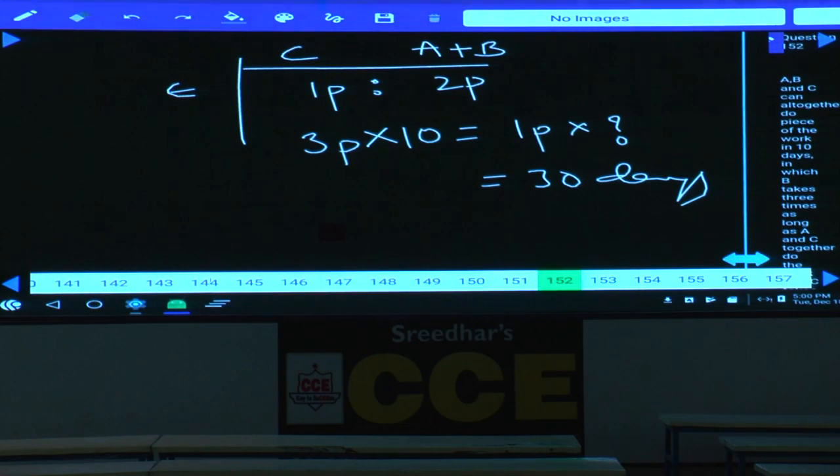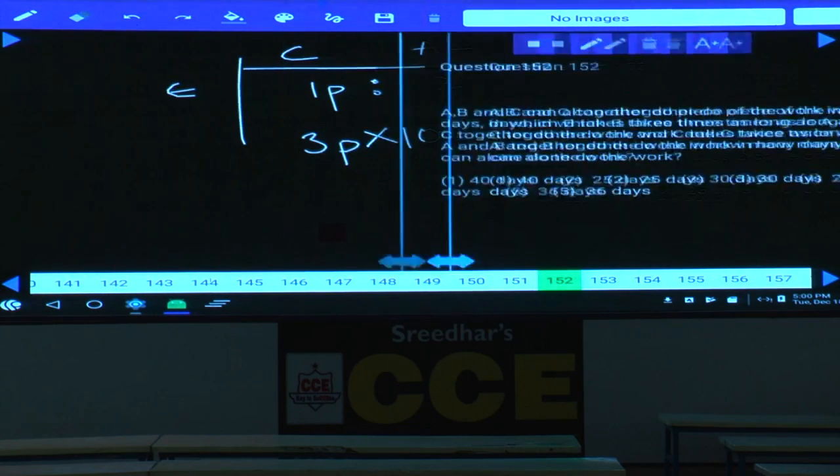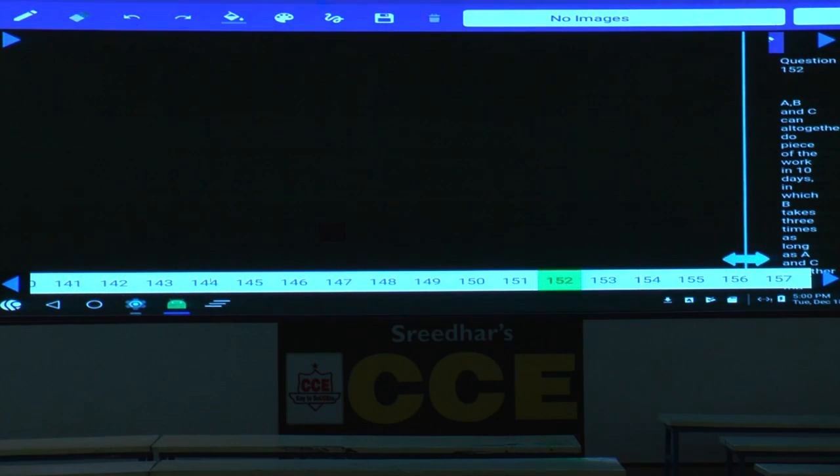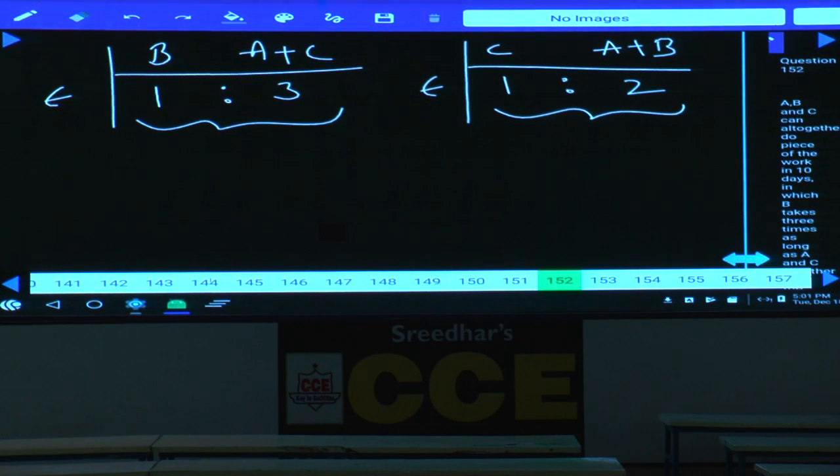Clear? Now in the same question, if you are asked about A alone, one way is identifying the number of days taken by B alone, C alone, and then getting A alone. That is a lengthy process and takes a lot of time. So better to go for B and A plus C. This is the first comparison: the time ratio is 3:1, so the efficiency is 1:3. And in the second case, C and A plus B, the efficiency is 1:2. All working together are doing how many parts of work? 4 parts here, and 3 parts here. They are not equal, right?